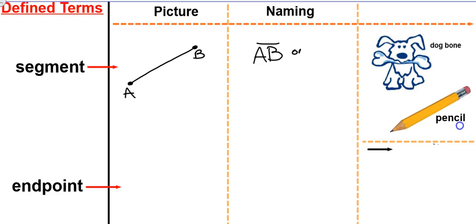We can also flip around the letters, and if we call it BA, that would be the exact same segment. It only takes two letters to name a segment. If you have a different segment, you just use different letters. X, Y. That is a segment, two letters.